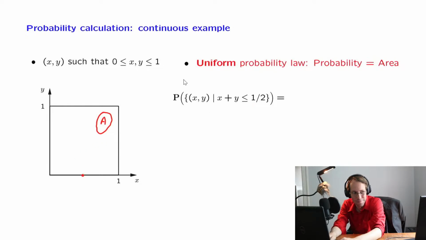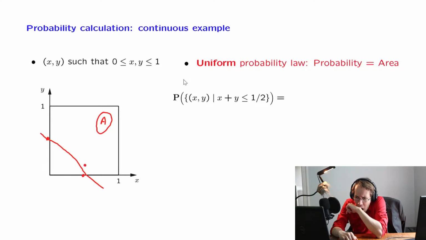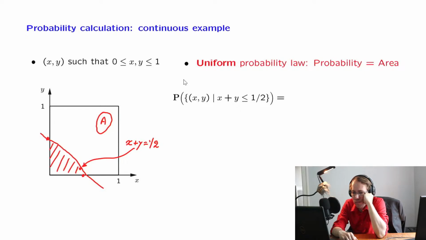So in terms of that sample space, the points that make this event true are just a triangle that lies below the line where x plus y equals 1/2. Anything below that line, these are the outcomes that make this event happen. So we're trying to find the probability of this red event.